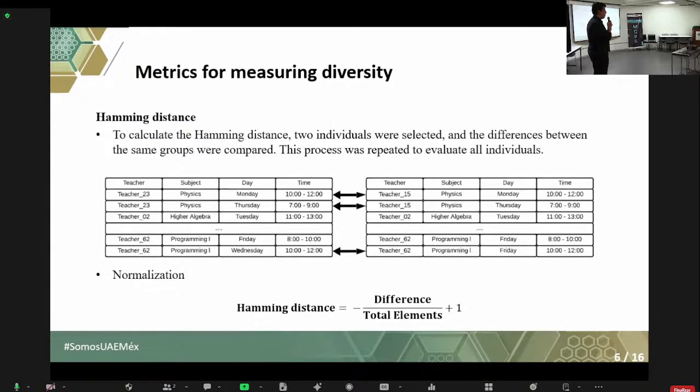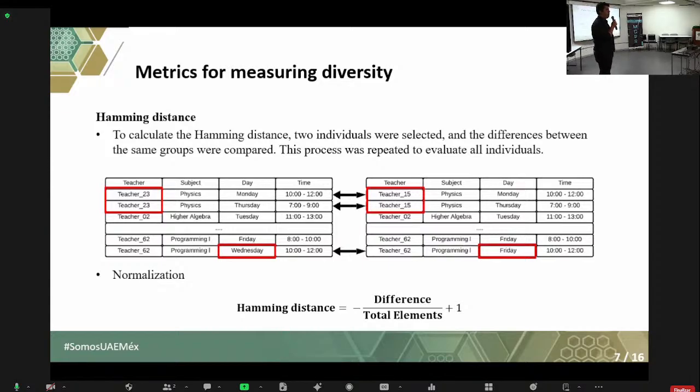The first metric used is the Hamming distance. This metric compares two individuals and selects the differences between the same groups, and this process was repeated across all individuals. For example, in this timetable we have three differences in the teachers, and one day in the subject of programming is different. In this case, it's Wednesday, and that is Friday.